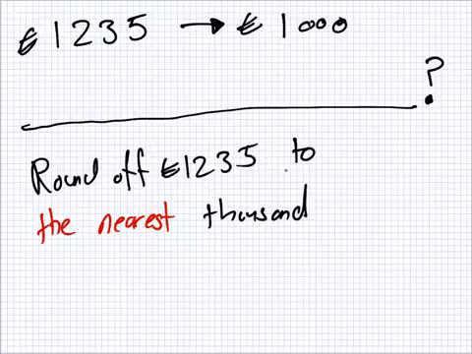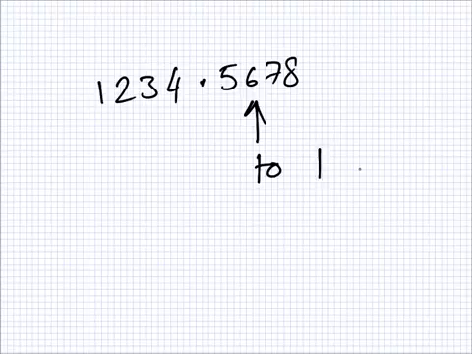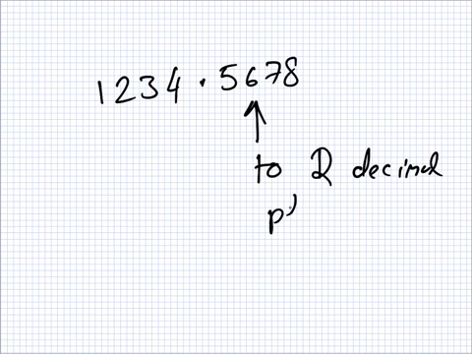Now, the hundreds place. Well, if it was the hundreds place, it'd be 1,200. Yeah. No, you see, this is where we have to be careful a little bit. Look, there is a small difference. If you have 1,234.5678, here you would say round off to 1 or 2 decimal places.